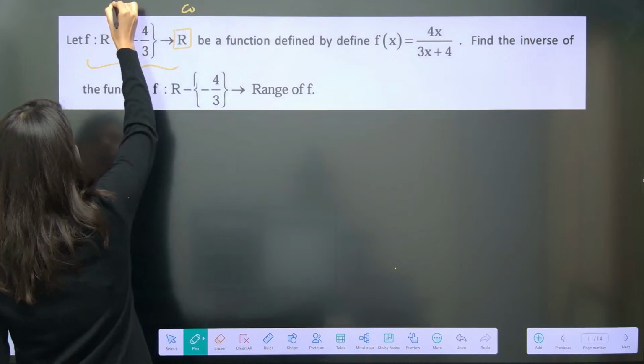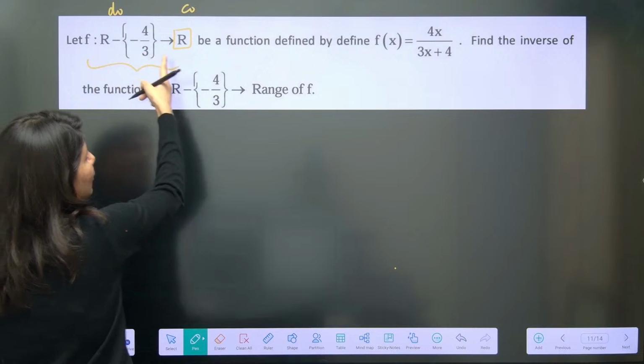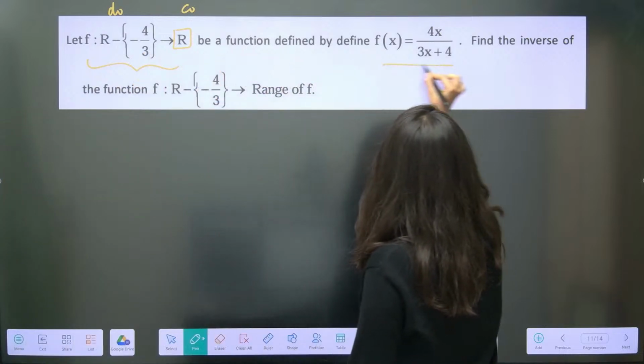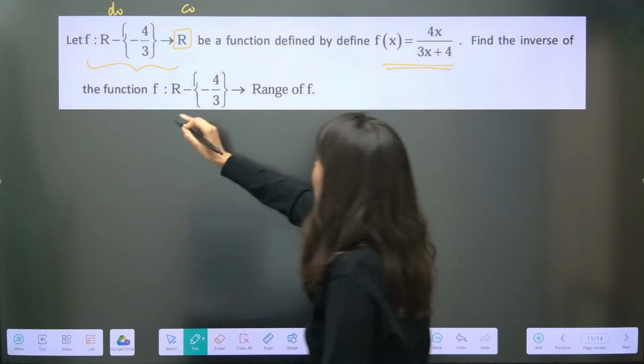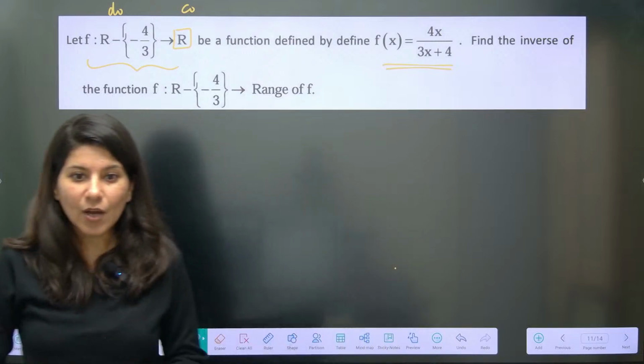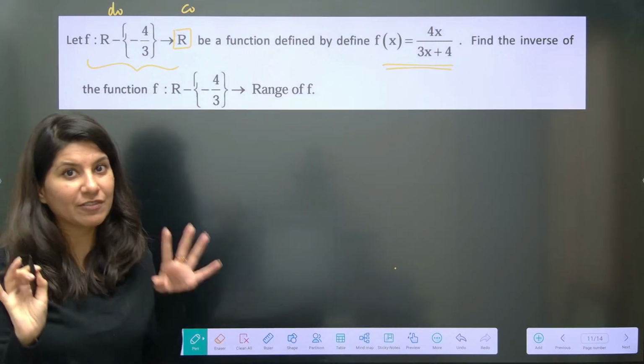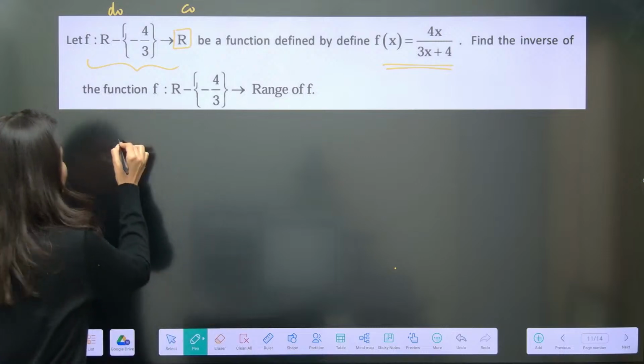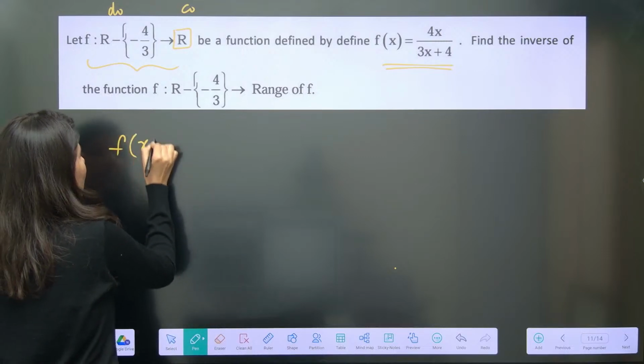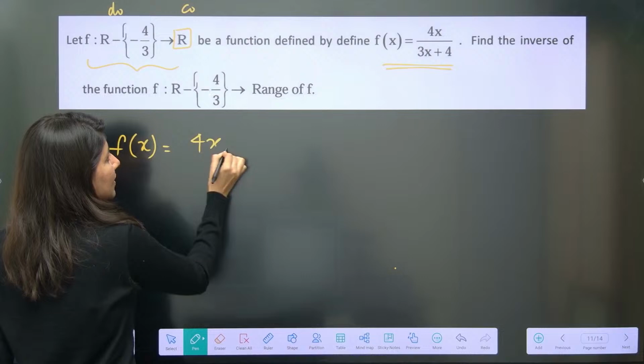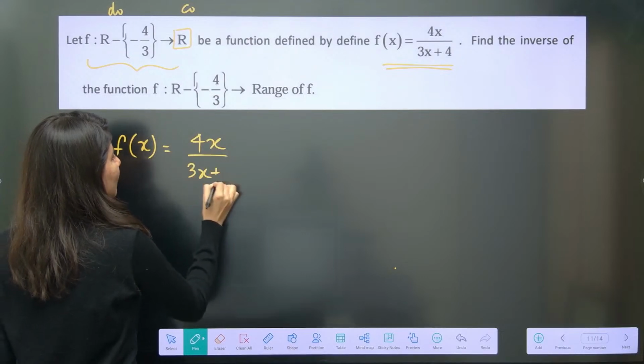And this is your domain. This is your function, f(x), and the function is given just like this. Find the inverse of the function. Now you know how to find the inverse of a function. If you don't know, let me just tell you, okay? First of all, what you have to do is write the function: 4x upon 3x plus 4.